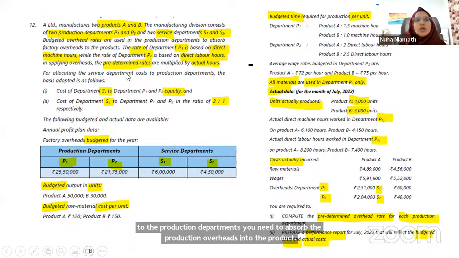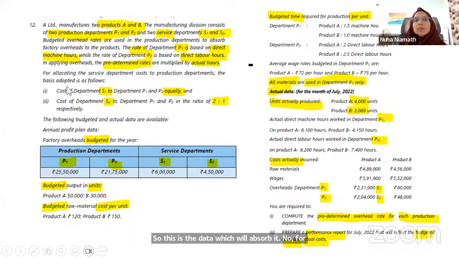Now, for allocating the service departments, the basis adopted is as follows. Cost of department S1 to department P1 and P2 equally, and cost of department S2 to department P1 and P2 in the ratio of 2:1. So they have given us the ratios in which we have to allocate the service department cost to the production departments. The following budgeted and actual data are available.